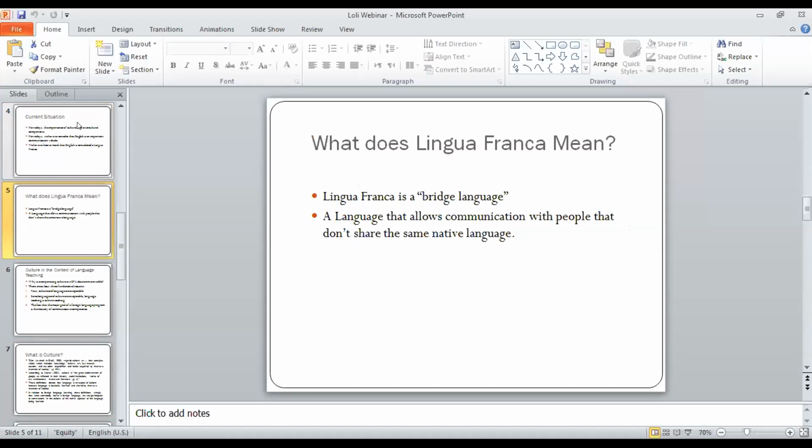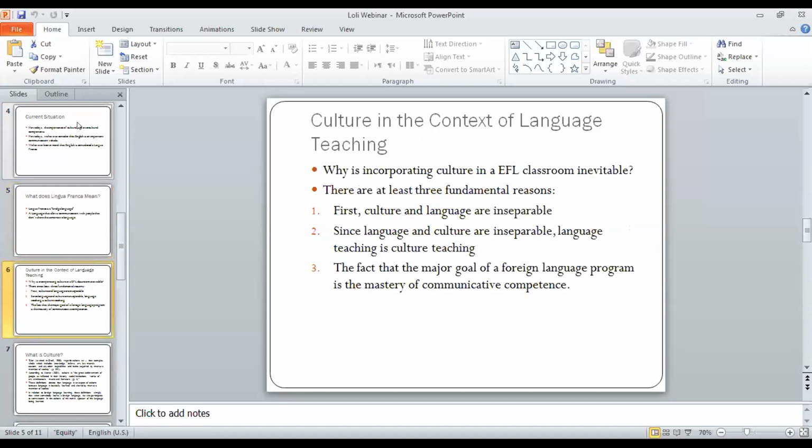So my point here today is why it's important that we teach cultures in the context of language teaching. When we talk about culture in EFL language teaching, the first question that comes into my mind is why incorporating culture in the EFL classroom is inevitable. I think that there are at least 3 fundamental reasons.